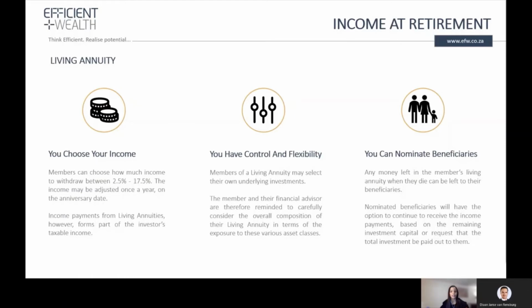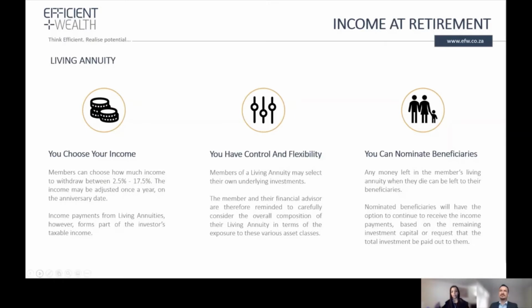The member and their financial advisor are therefore reminded to carefully consider the overall composition of their living annuities in terms of the exposure to these various asset classes. Deanne will explain how Efficient structure their post-retirement funds. And then lastly, with a living annuity, you can nominate beneficiaries. Any money left in the member's living annuity when they die can be left to their beneficiaries. Nominated beneficiaries can opt to receive the income based on the remaining investment balance or request that the total investment be paid out to them. Thank you.